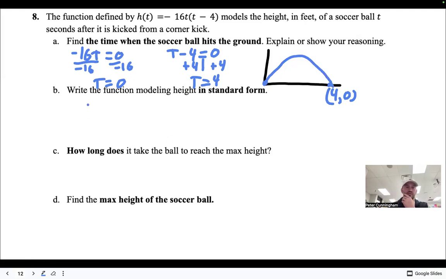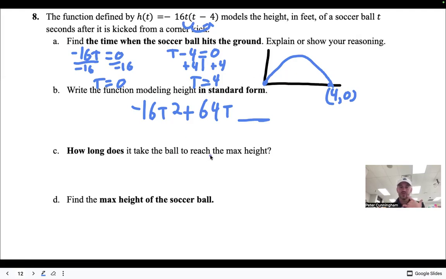Write the function modeling height in standard form. So again, I wouldn't use the box with just one thing that I have to distribute: -16t times t, -16t squared. Just distribute, I think, but it's up to you. Plus 64t. So again, this tells me I have a y-intercept and an x-intercept. See, there's no y-intercept here. I already knew that from the x-intercept of 0, right? But this confirms I'm going to be kicking the ball from the ground.